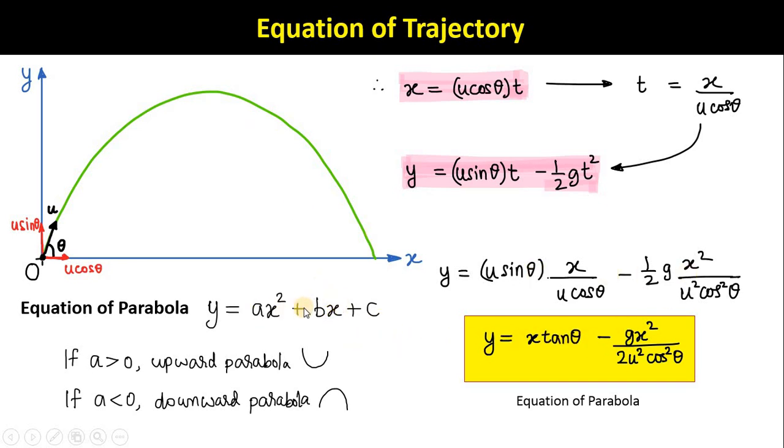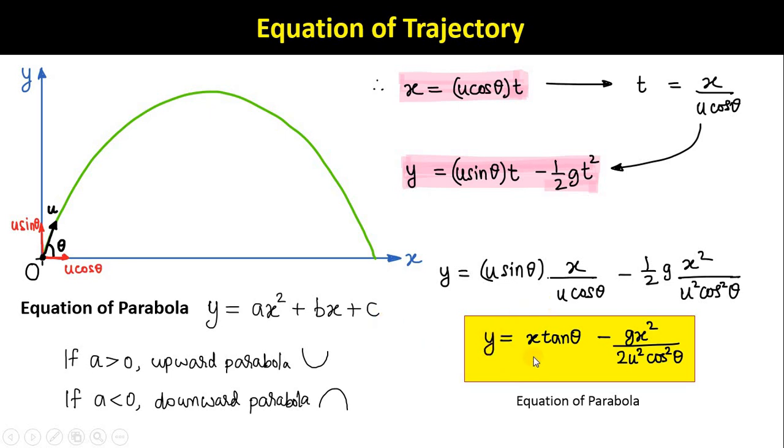And the second term, bx, we can also find here. This b is tan theta x. And c is 0 here in this case. What is the meaning of c? It is nothing but the y-intercept. Y-intercept means where this curve cuts the y-axis. So it's cutting at 0 only. That is why c is equal to 0. So this equation matches the standard format of the equation of a parabola in maths.